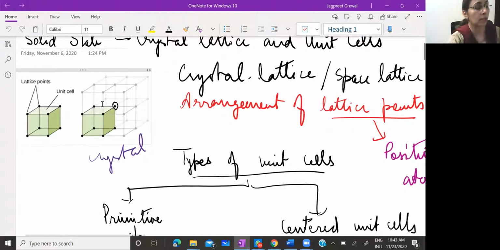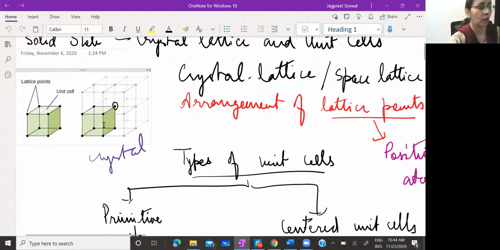So these smallest number of lattice points, which when extended in all the dimensions give a complete crystal lattice, is known as a unit cell. It is just like a brick in a wall. Arrangement of the unit cells will give you the complete crystal. So to study the crystal, we can study the unit cell. That gives you the properties of the whole crystal.